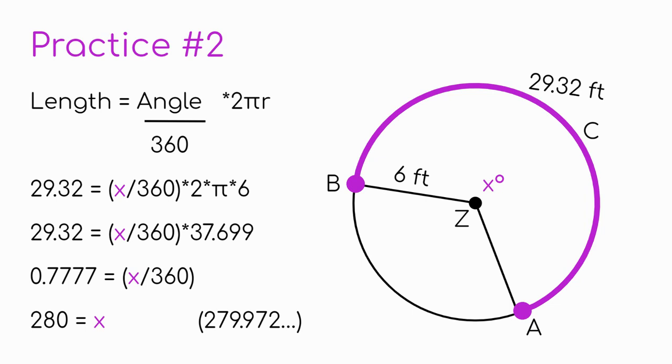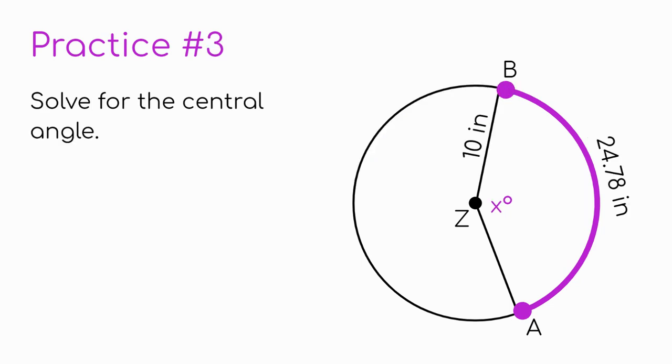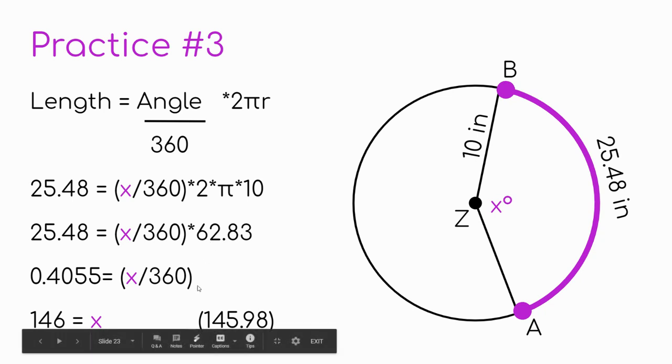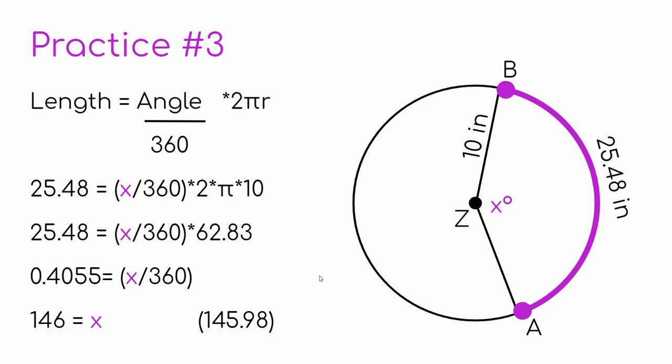All right, I got one last practice problem. So go ahead and try this one. Solve for the measure of this central angle. All right, so here's what your work should look like. You should have written down your formula, plugged in all your values, combined like terms right here, get 62.83, get rid of that by dividing both sides by 62.83, get rid of this divide by 360 by multiplying both sides by 360. You should get about 146.